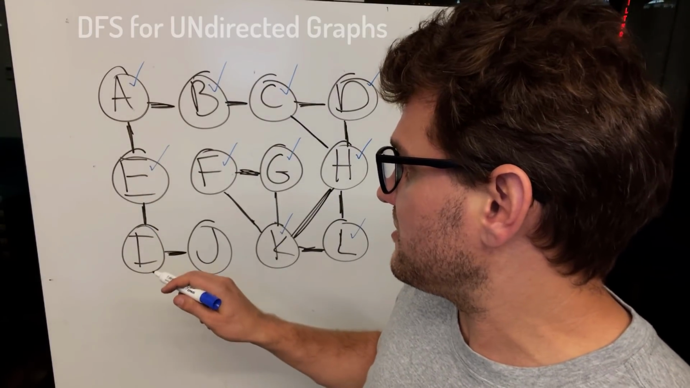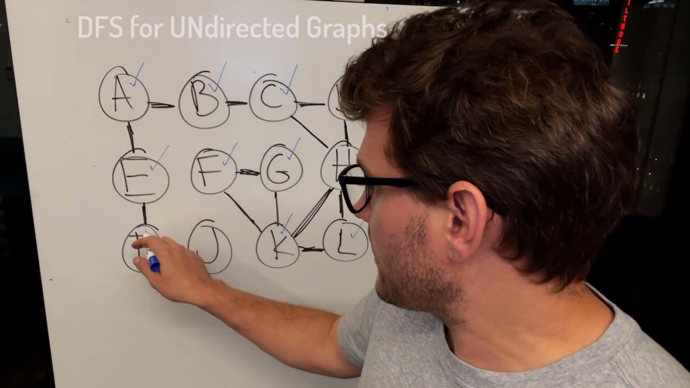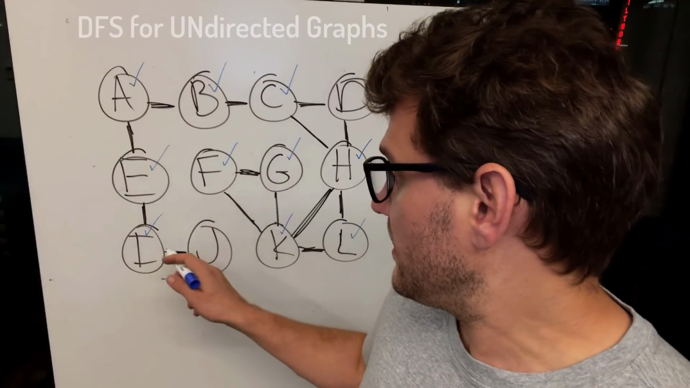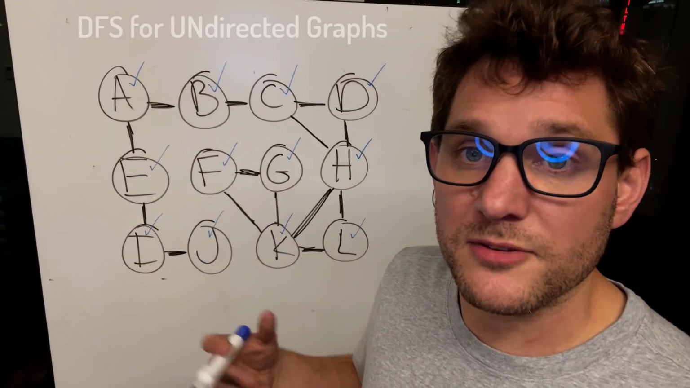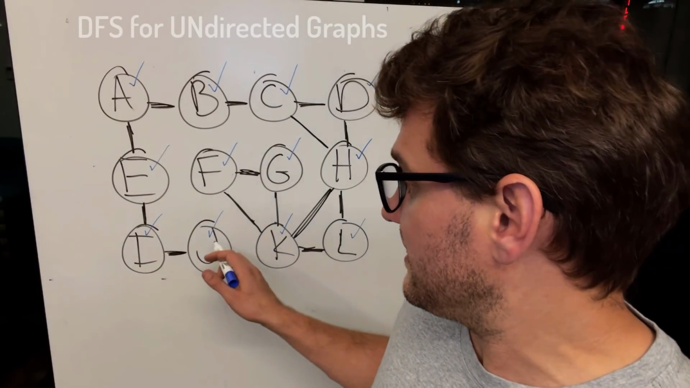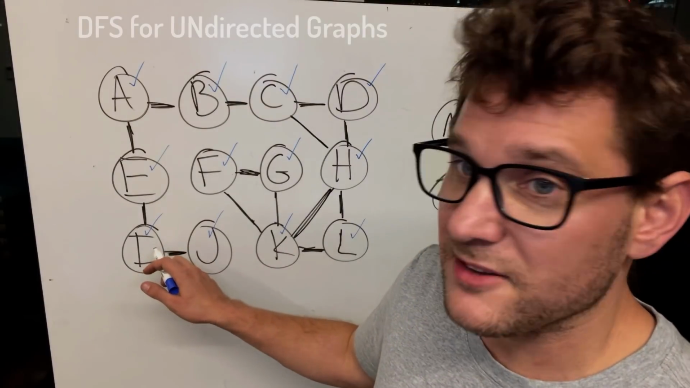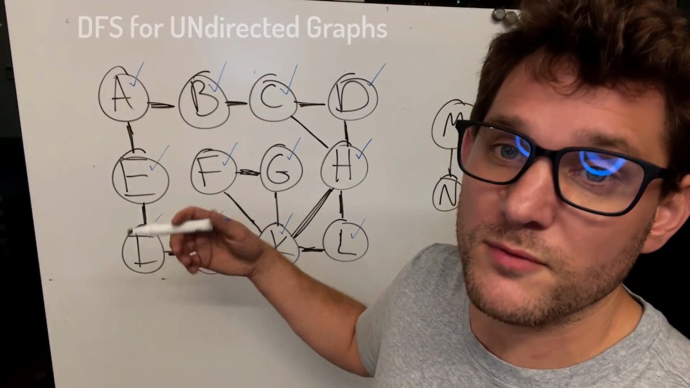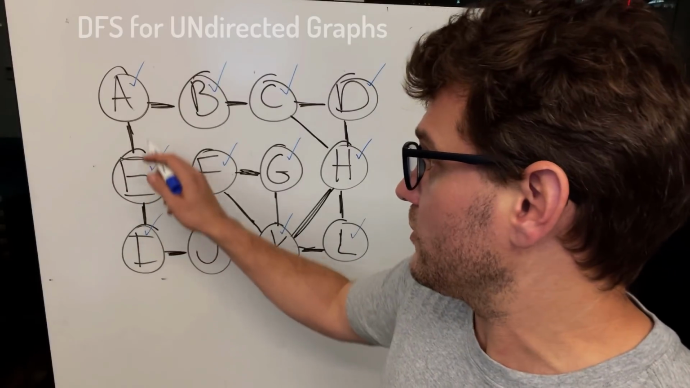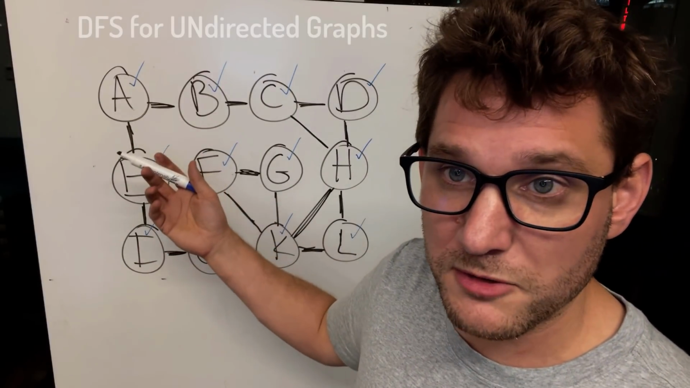E looks at its adjacency list. It finds node I. We mark I as visited. I looks at its adjacency list. It finds node J. We mark J as visited. J has no unvisited nodes in its adjacency list. So we go back to I. I has no unvisited nodes in its adjacency list. We go back to E. E has no unvisited nodes in its adjacency list. We return to A. Now we're done exploring A.